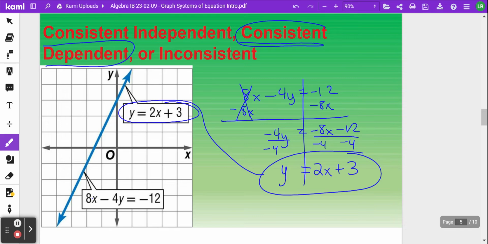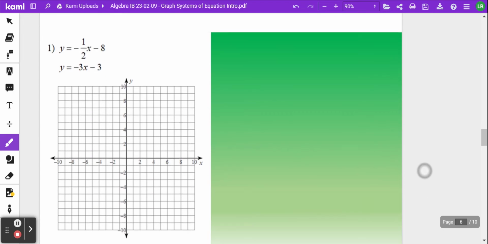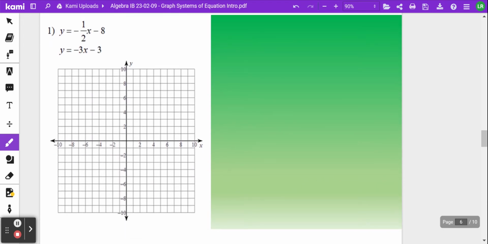Now let's go ahead and look at our worksheet. If you need to pause the video and pass out the worksheet to everyone, if it is not already passed out, go ahead and pause the video right now and do that. Now, we're going to go through the first 4 of these problems together.